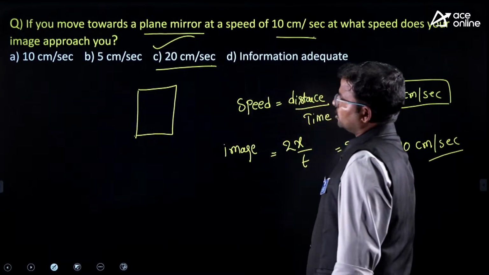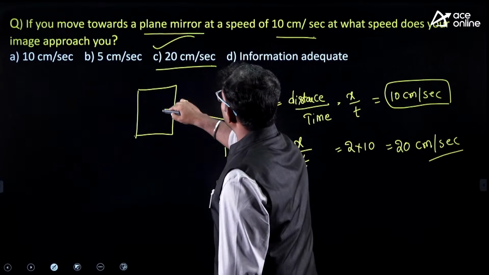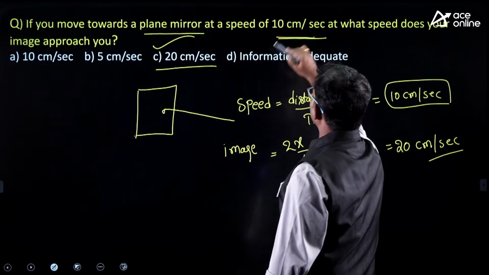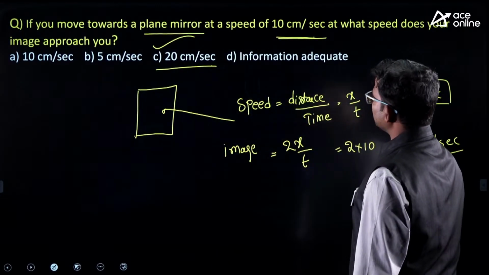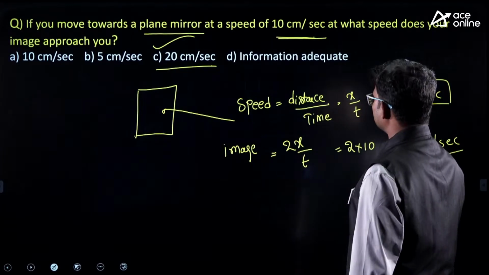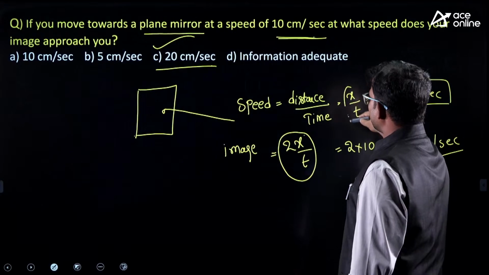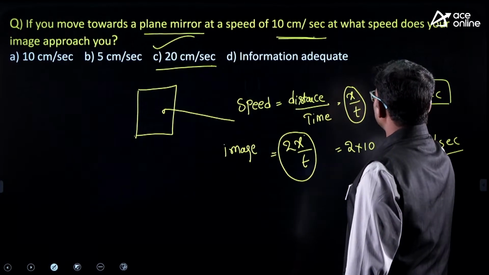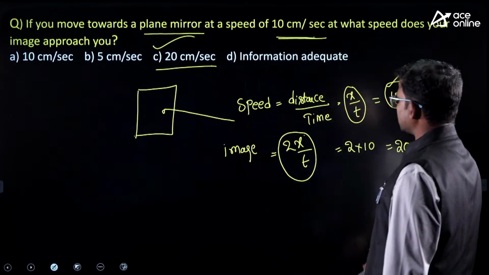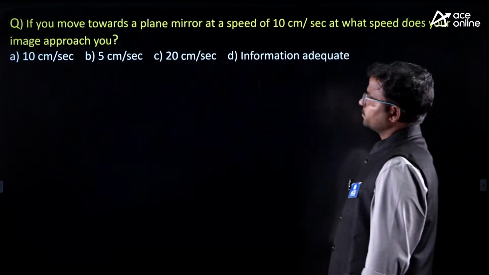So if we move towards a plane mirror at a speed of 10 centimeters per second, at what speed does your image approach? You should follow this equation, and here they mention x by t. So the value is 10 centimeters per second. If you substitute the value, finally we can get 20 centimeters per second.